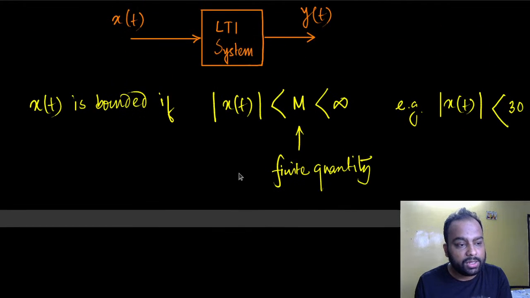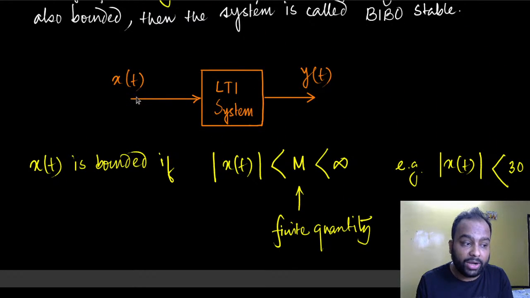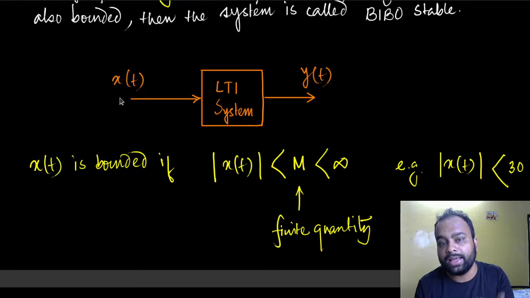For every possible bounded input, you can imagine how many bounded signals you can figure out. Of course, there are infinitely many possible bounded signals. If you feed those infinitely many possible bounded signals to this system, and the output is also bounded, then you can say that the system is stable, at least BIBO stable in this sense. Do you understand the point?